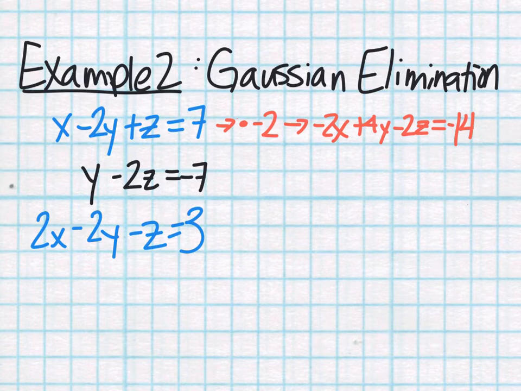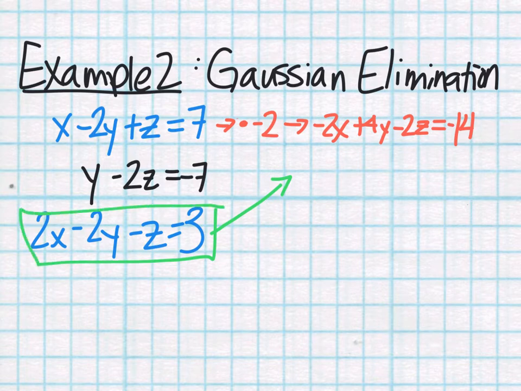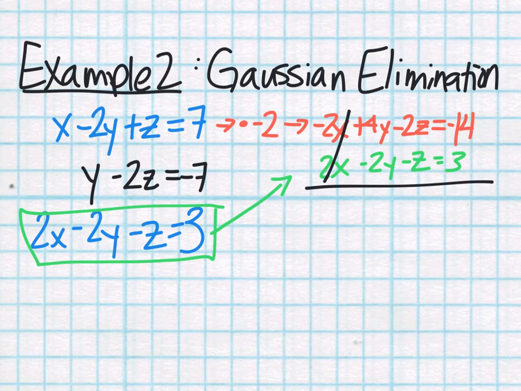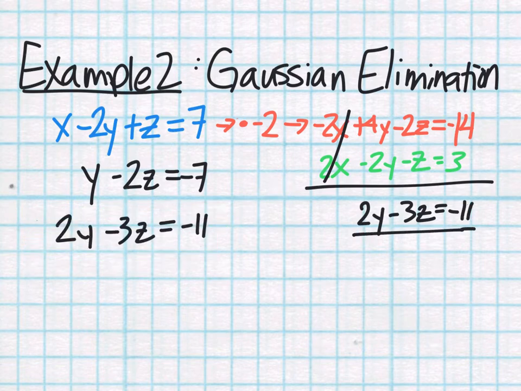So I'm going to now add the first and third, and then replace this third equation with whatever I get. So 2x minus 2y minus z equals 3. We're going to combine these. So that gives me 0. 4y minus 2y is going to be 2y. -2z minus z, so it'll be -3z. And then -14 plus 3 should be -11. So now I'm going to replace this third equation with this one. I can do that because these are equivalent forms.